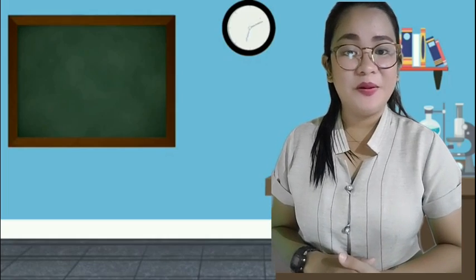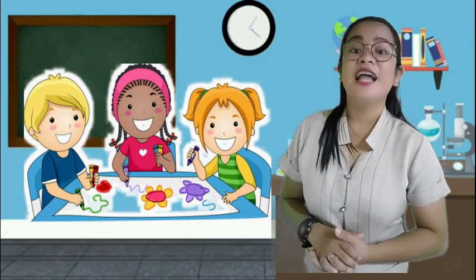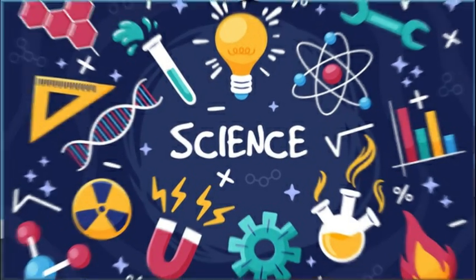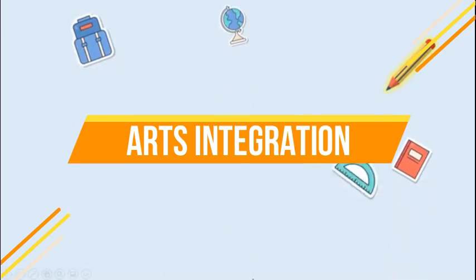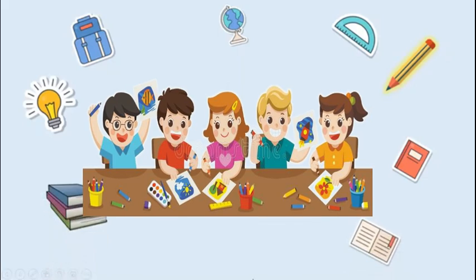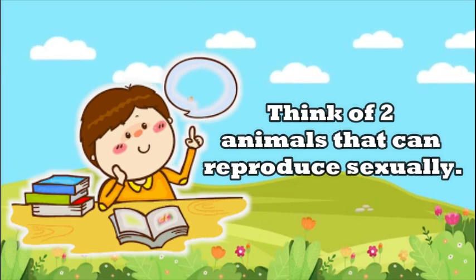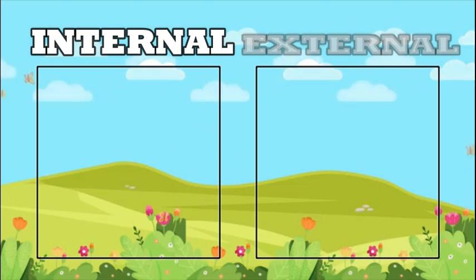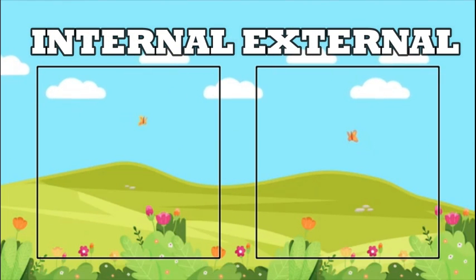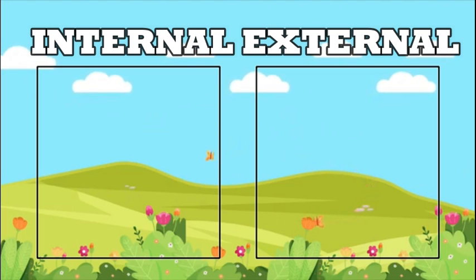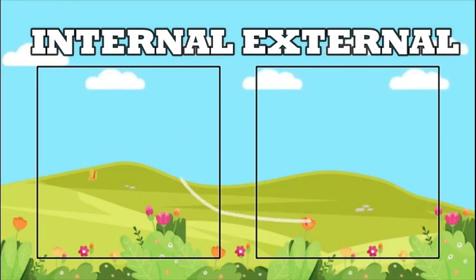Did you answer it correctly? Very good, kids! Let's answer another activity. Think of two animals that can reproduce sexually. In the first box, draw an example of an animal that exhibits internal fertilization. In the second box, draw an animal that exhibits external fertilization.